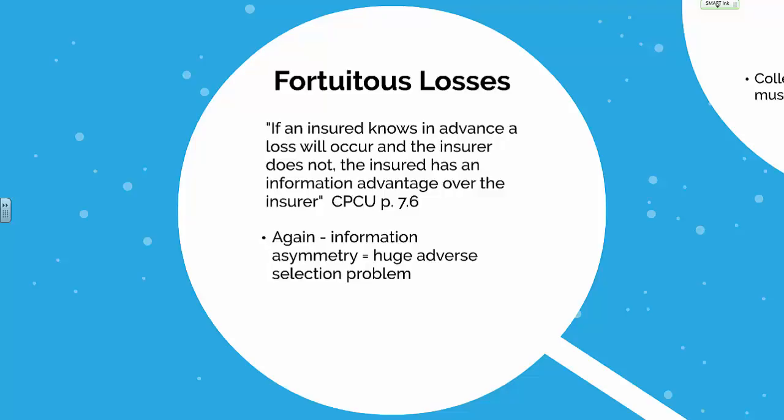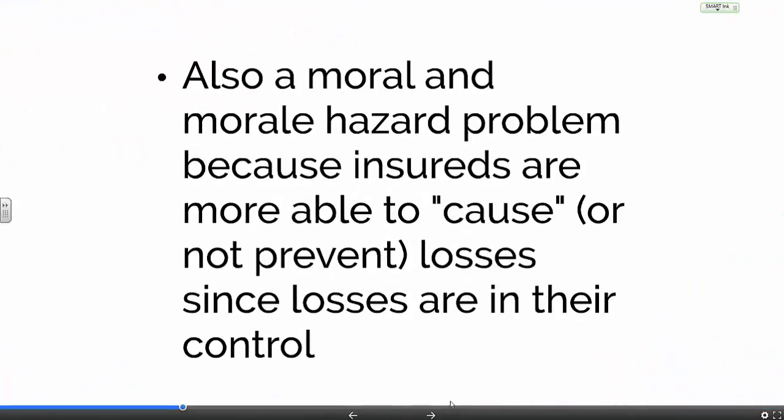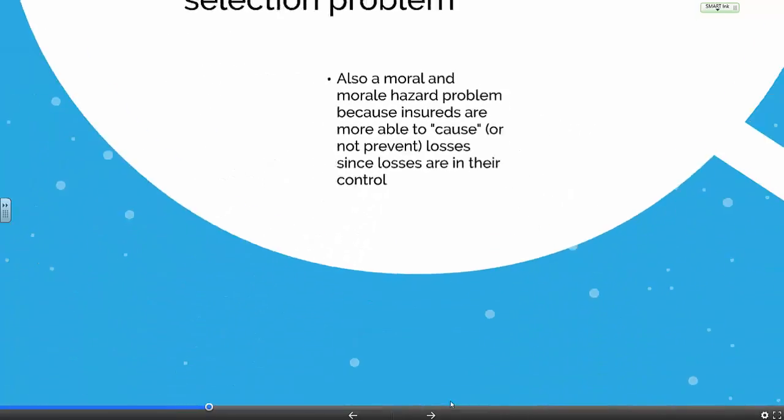Also, in property, think about intentionally caused losses, which are excluded. For example, someone might take out an insurance policy right before they burn their own property down. This is also a moral and morale hazard problem because insureds are more able to cause a loss or not prevent losses that are in their control. Fortuitous losses are accidental and not, therefore, in their control.